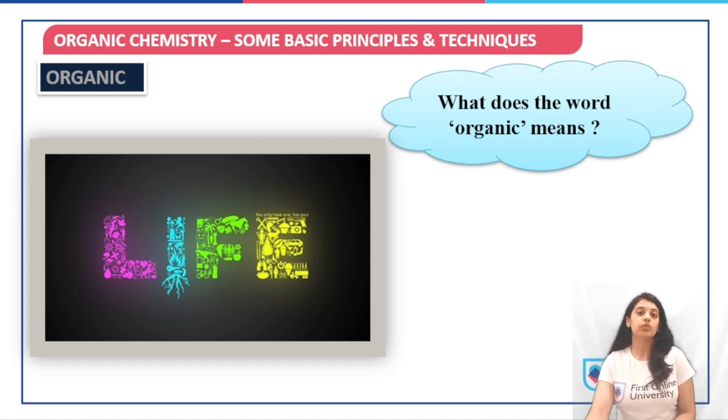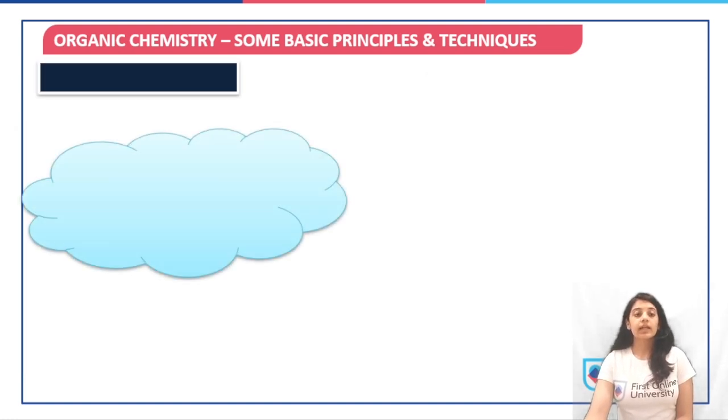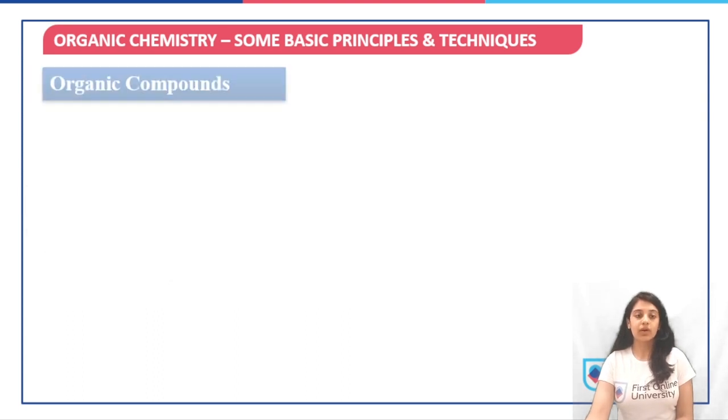Whenever we talk about our body, whenever we talk about any living organism and the chemical reactions going on in that organism, we always talk about organic chemistry. And therefore, we can relate life directly to organic chemistry. The organic compounds are also derived from living organisms. Now, organic chemistry is basically the study of compounds that are extracted from living organisms.